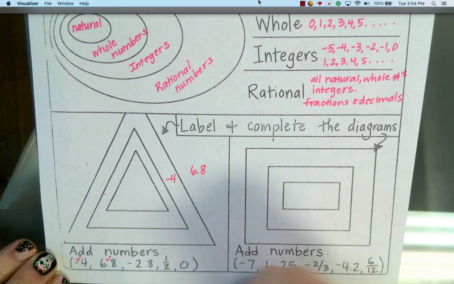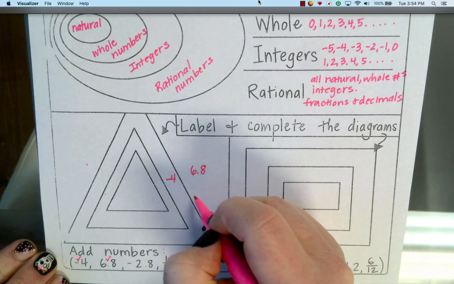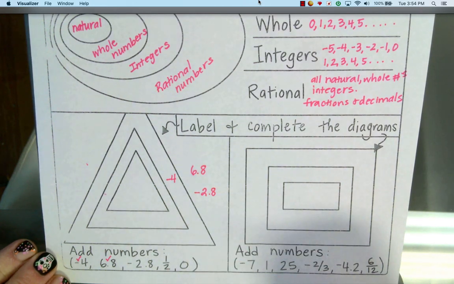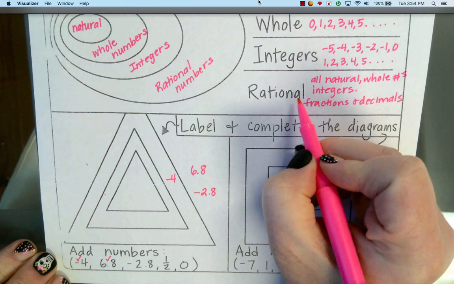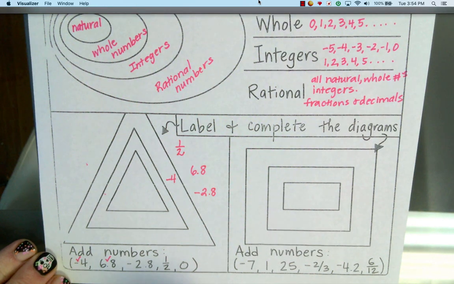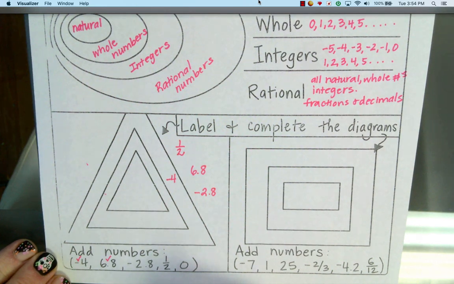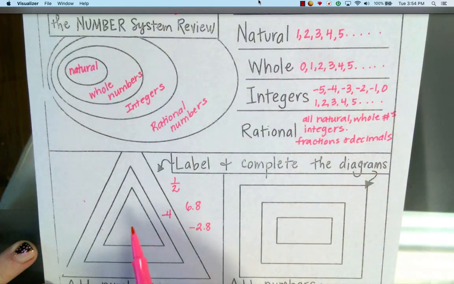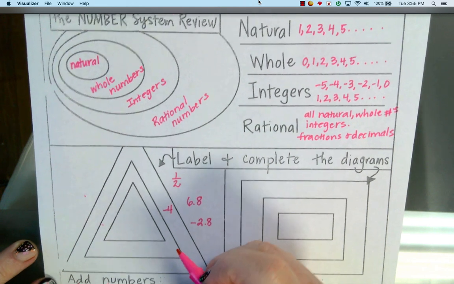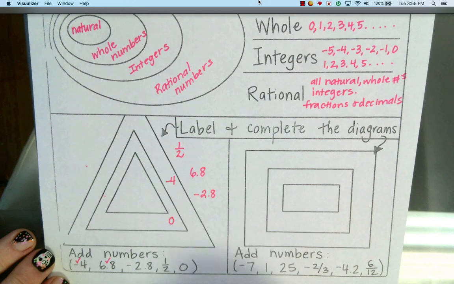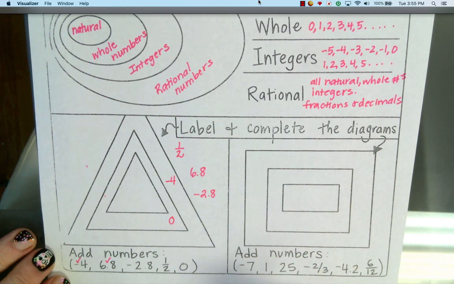Negative 2.8, well again, yes, it's negative. However, it's a decimal, which means it's rational, which means it comes over here on the outside. I have 1/2, which is a fraction, which makes it rational on the outside. And then I have 0. Let's note, 0 is not a natural number, so it cannot go in the center, but it is a whole number, which also means it's an integer, and it's a rational number, okay?